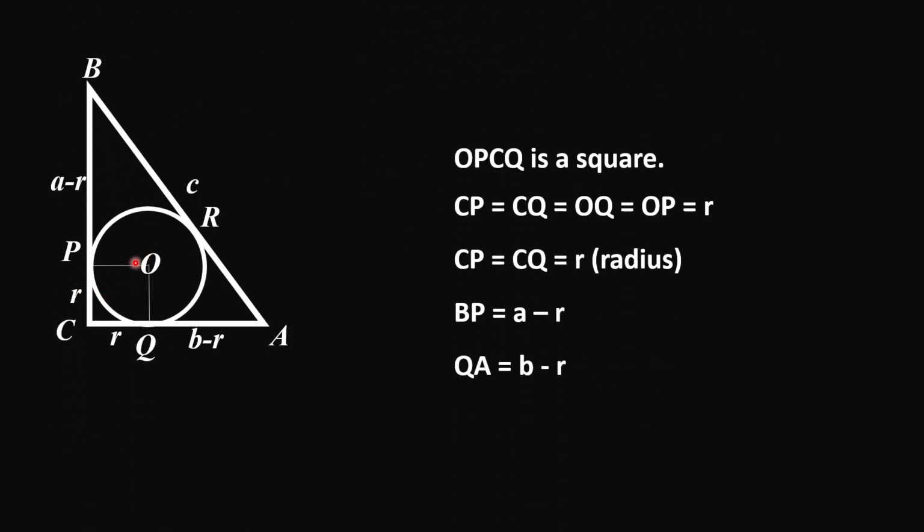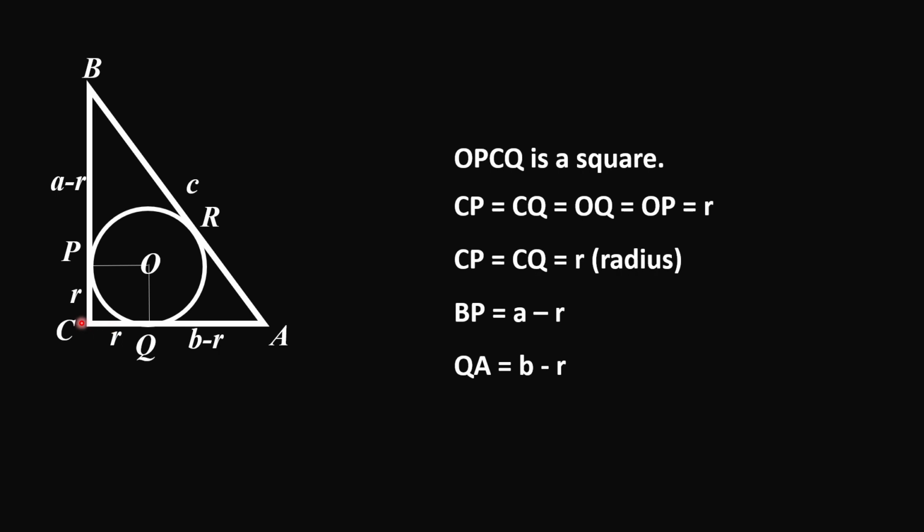So if it is a square, each side must be equal. Each side is equal to radius R. Square means all the sides are equal. So CP will be equal to R. Similarly, CQ will be equal to R. Each side of the square will be equal to R.